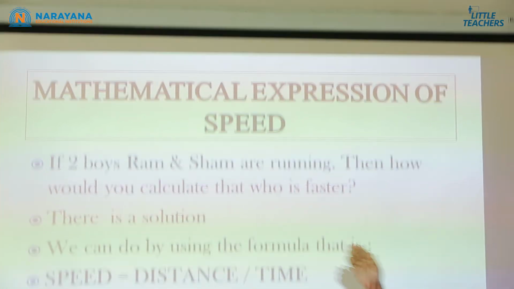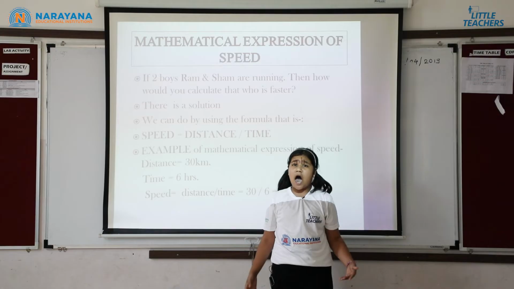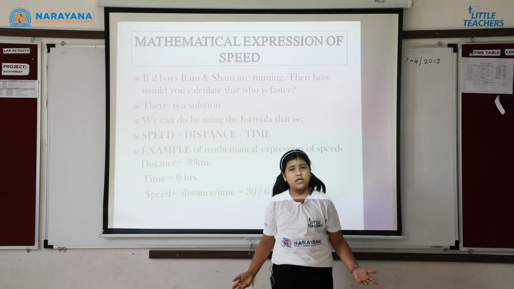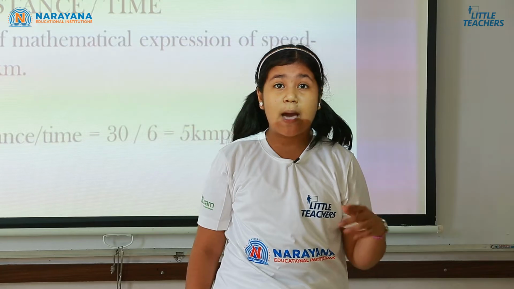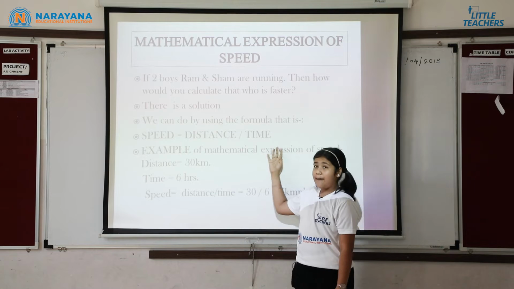Mathematical expression of speed. If two boys, Ram and Shyam, are running, how would you calculate who is faster? There is a solution by using the formula, that is speed is equal to distance upon time.